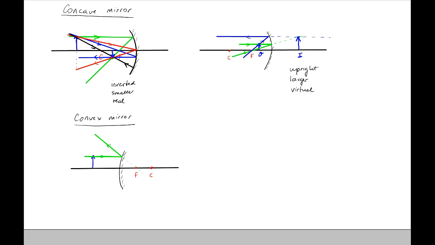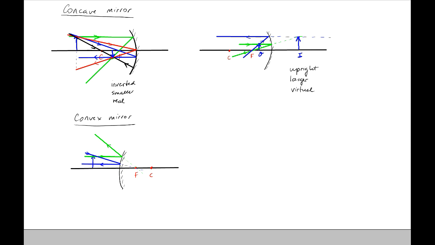The second beam starts out from the object and goes in the direction of the focal point, but it doesn't actually pass through to the other side. Only its extension would go that way. And at the surface of the mirror, it's going to be reflected back parallel to the principal axis. So here we have the incident beam and the reflected beam.